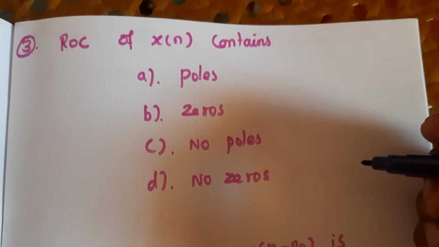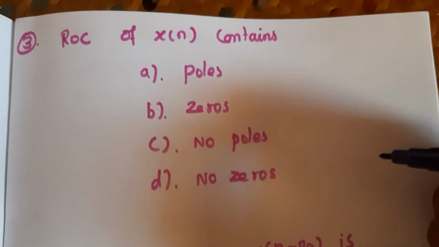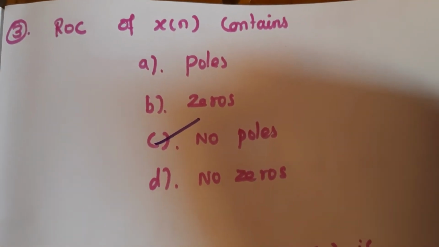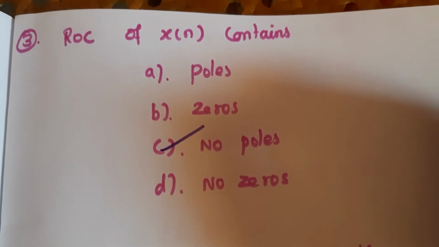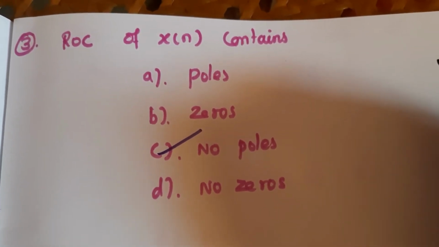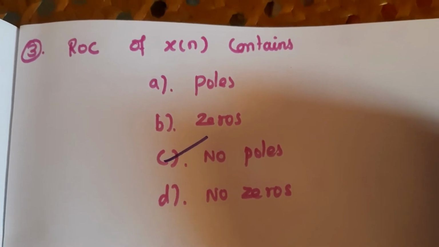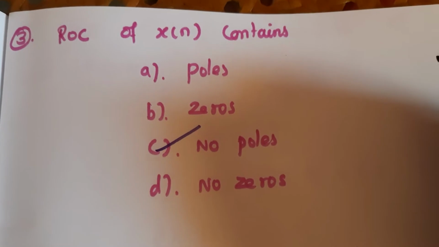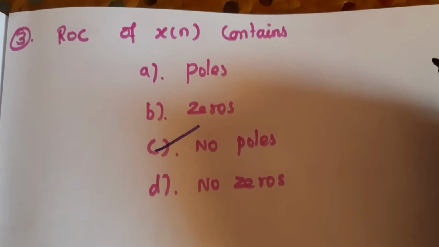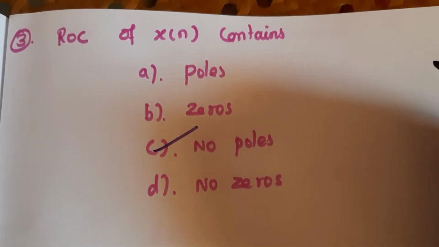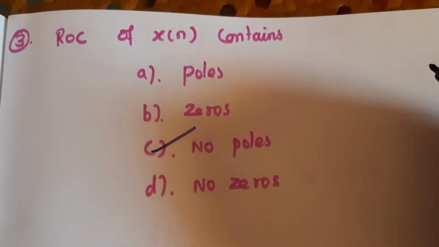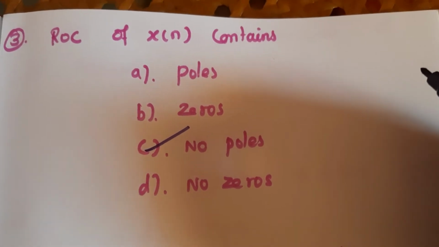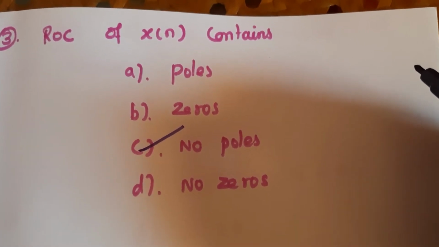Third question, ROC of x of n contains. Answer here is C, no poles. The ROC of x of n contains no poles because x of z must be finite for all z for convergence. So region of convergence here, ROC of x of n contains no poles because x of z must be finite for all n value. So there cannot be a pole in the ROC. So answer here is C.